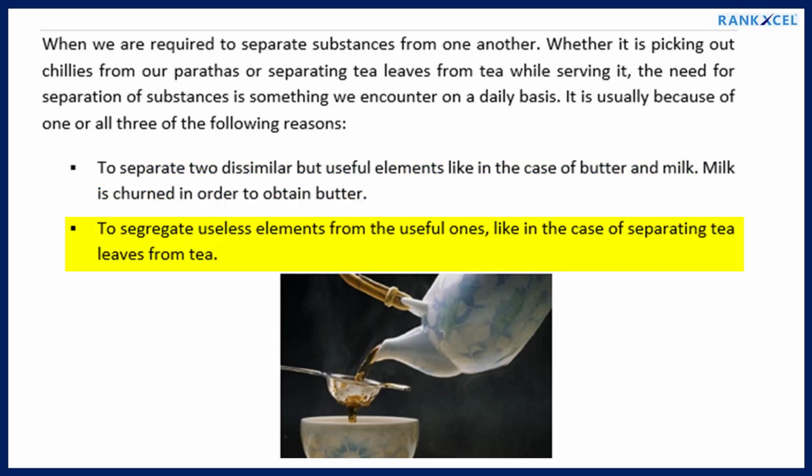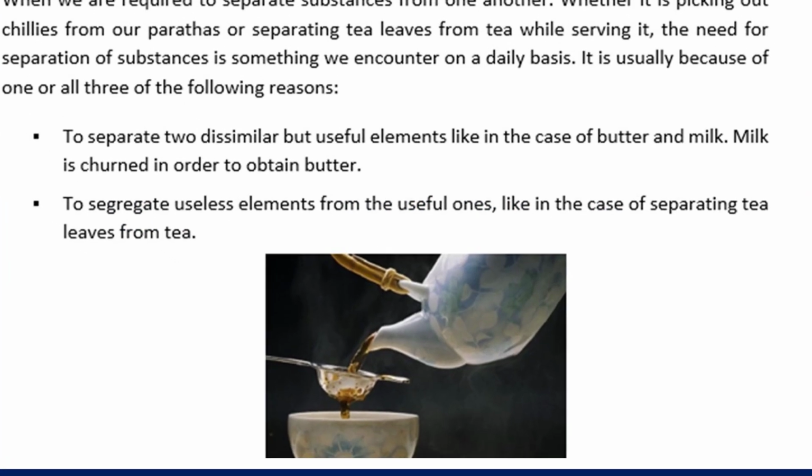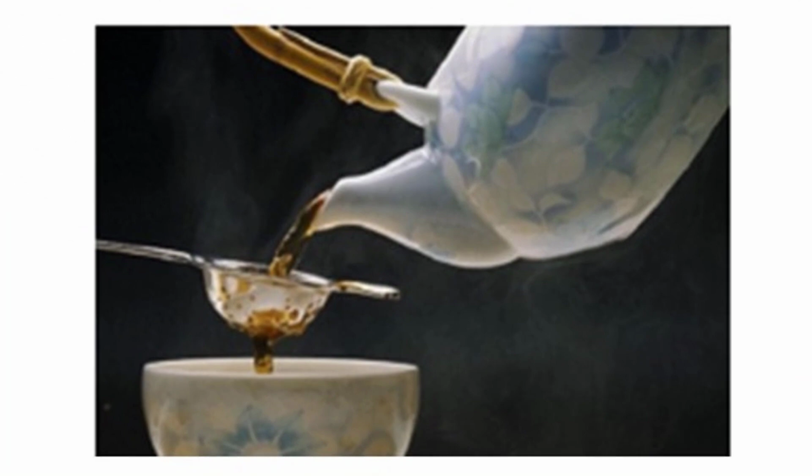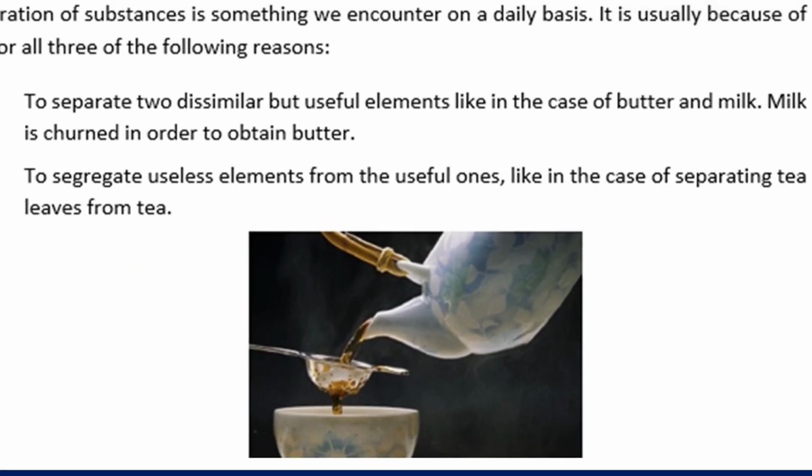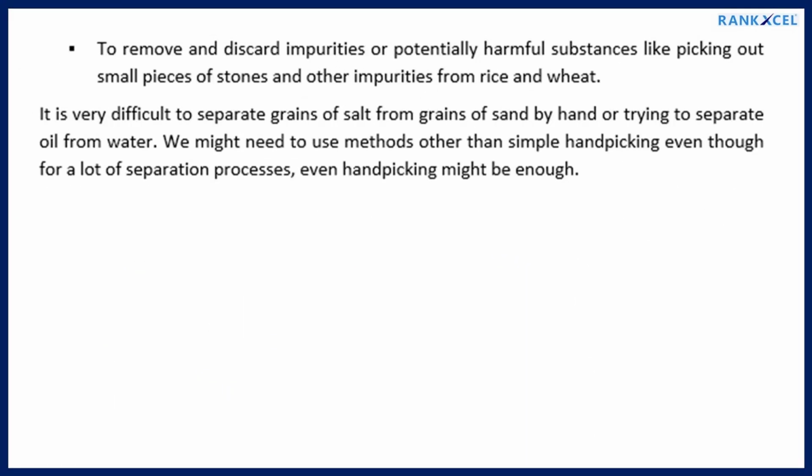To segregate useless elements from the useful ones, like in the case of separating tea leaves from tea. To remove and discard impurities or potentially harmful substances, like picking out small pieces of stones and other impurities from rice and wheat. It is very difficult to separate grains of salt from grains of sand by hand, or to separate oil from water. We might need to use methods other than simple hand picking, even though for a lot of separation processes, hand picking might be enough.